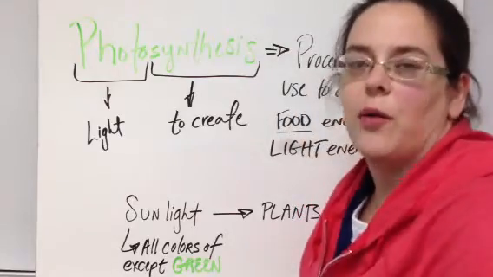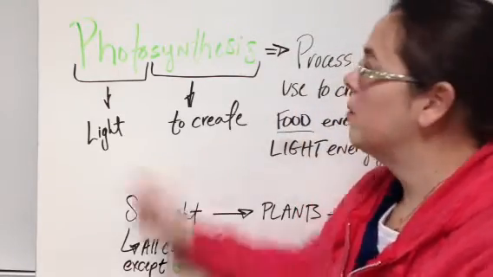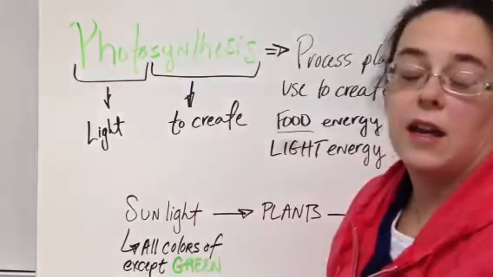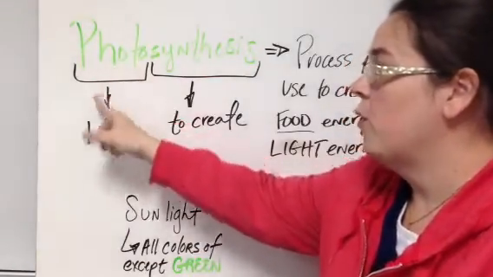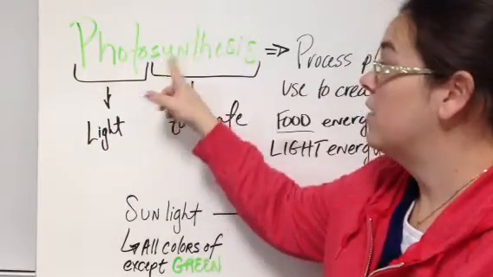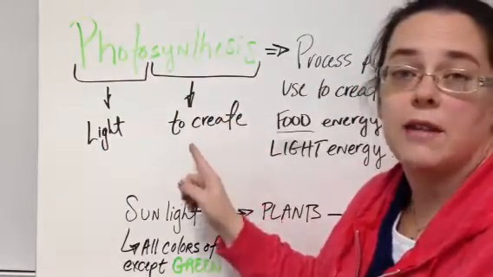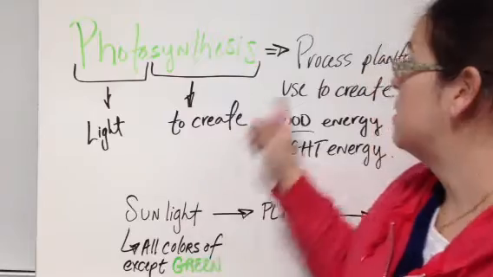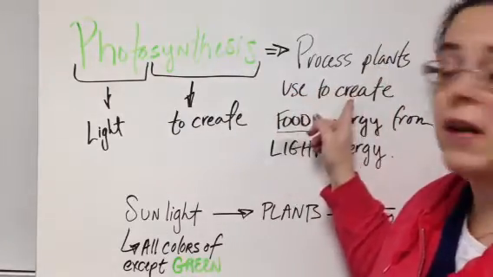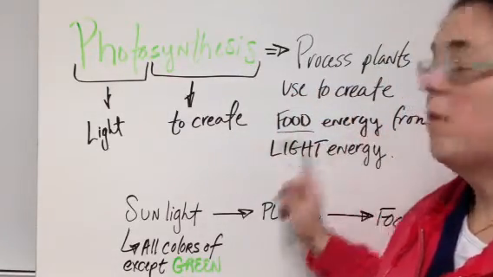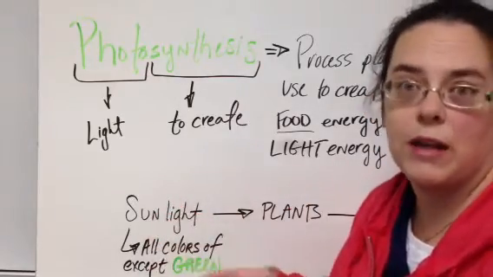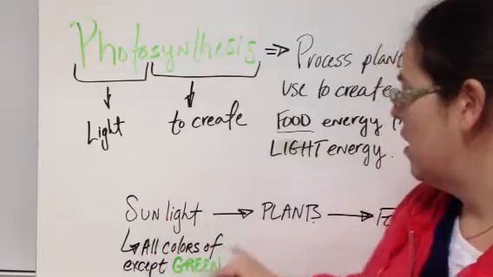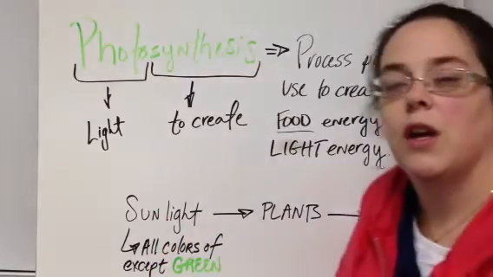Hey biology, welcome back. Today we're talking about photosynthesis, and if you think back to our prefixes and our root words, we have photo, which means light, and we have synthesis, which means to create. So photosynthesis is the process plants use to create food energy from light energy. And sunlight. So the basic equation for photosynthesis is sunlight plus plants equals food.